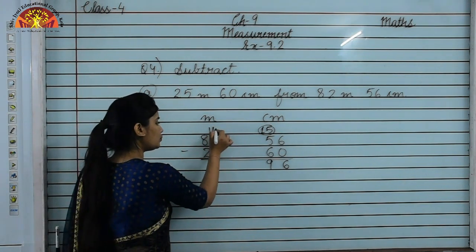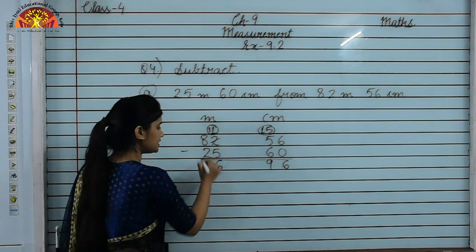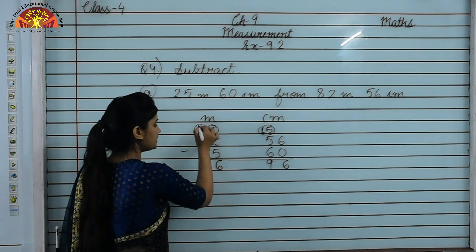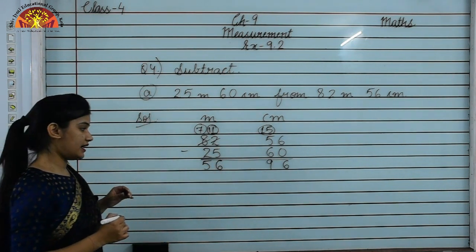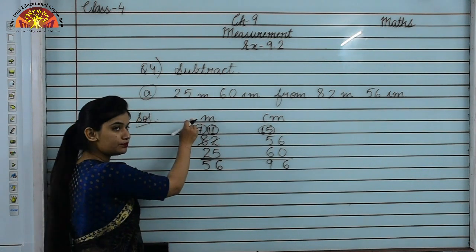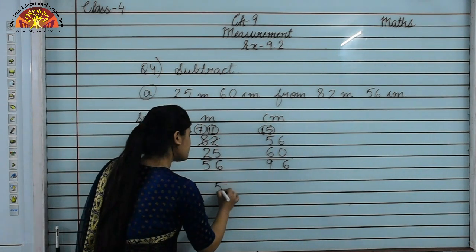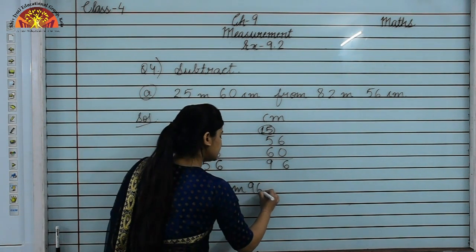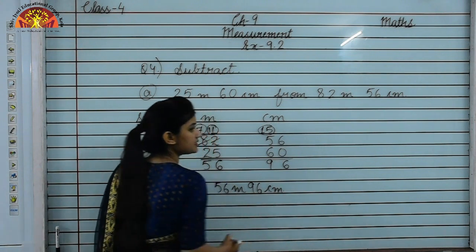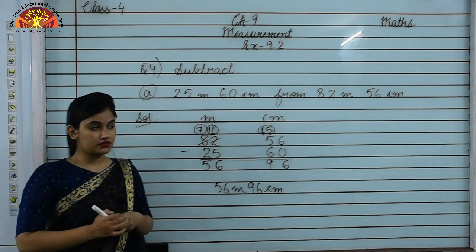Again we have to borrow 1. It will be 11. 11 minus 5 is 6. This will be 7. 7 minus 2 is 5. And what is the answer? The answer is 56 meter and 96 centimeter. Okay. In this way students you can subtract the numbers.